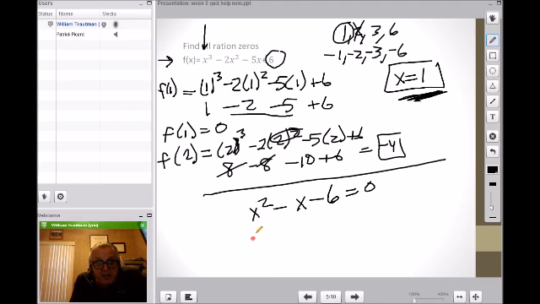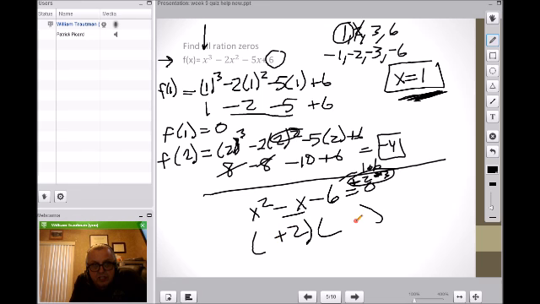Okay, so I'm going to factor this. 1 times 6, and 2 times 3. 2 and 3 will give me a negative 1 if it's a positive 2 and a negative 3. So this factors to x plus 2 and x minus 3.